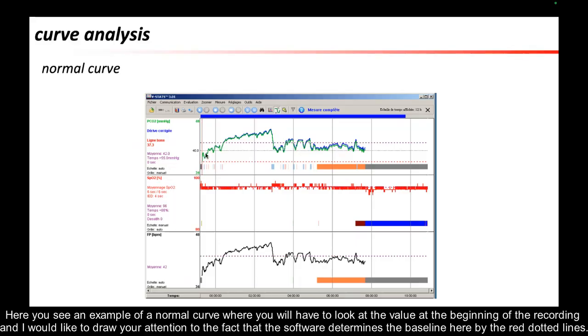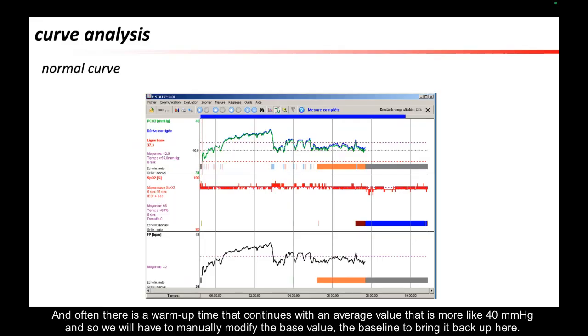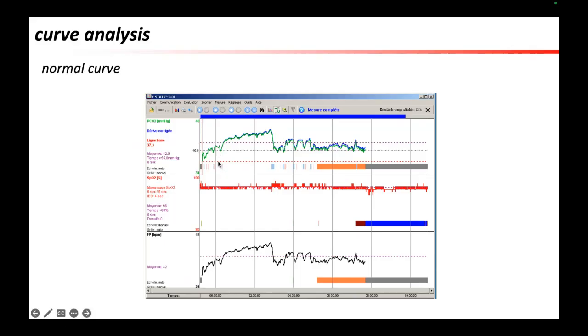And I would like to draw your attention to the fact that the software determines the baseline here by the red dotted lines. This baseline is determined by the first point, during which the temperature of 42 degrees was reached. And often there is a warm-up time that continues with an average value that is more like 40 millimeters of mercury, and so we will have to manually modify the base value, the baseline, to bring it back up here.